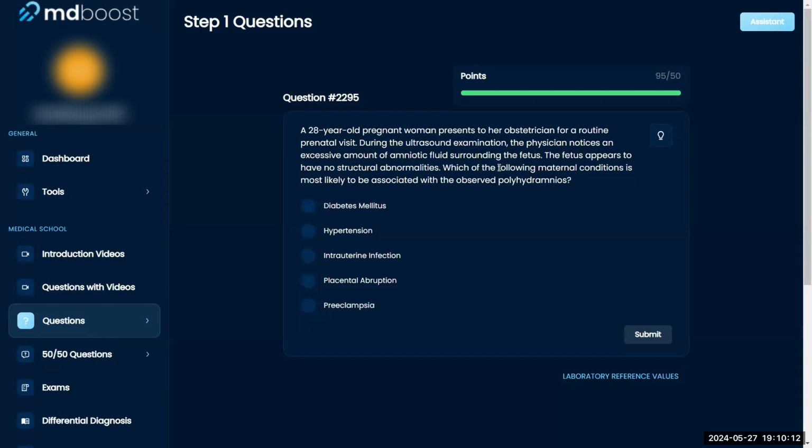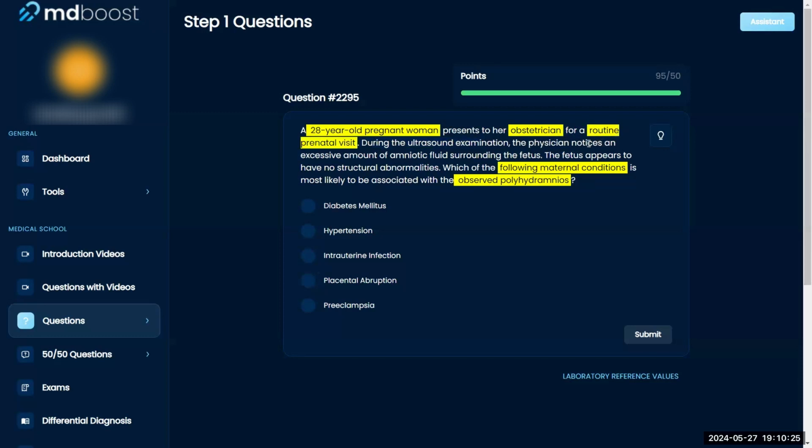Which of the following maternal conditions is most likely associated with the observed polyhydramnios? A 28-year-old pregnant woman presents to her obstetrician for a routine prenatal visit. During the ultrasound examination, the physician notices an excessive amount of amniotic fluid surrounding the fetus. The fetus appears to have no structural abnormalities. Which of the following maternal conditions is most likely observed with this polyhydramnios?